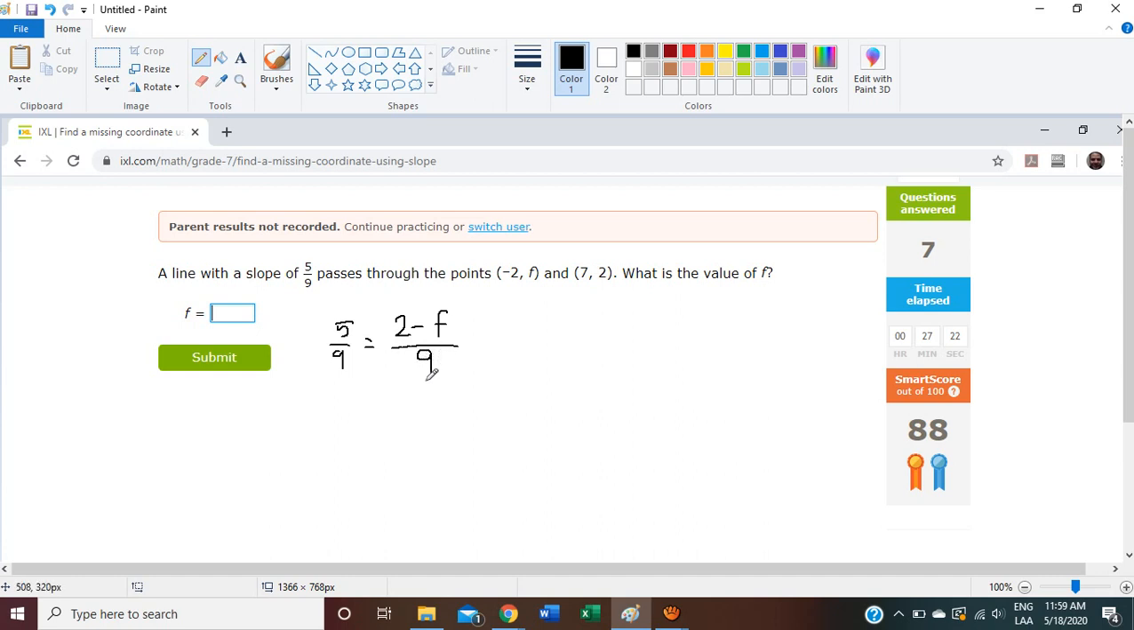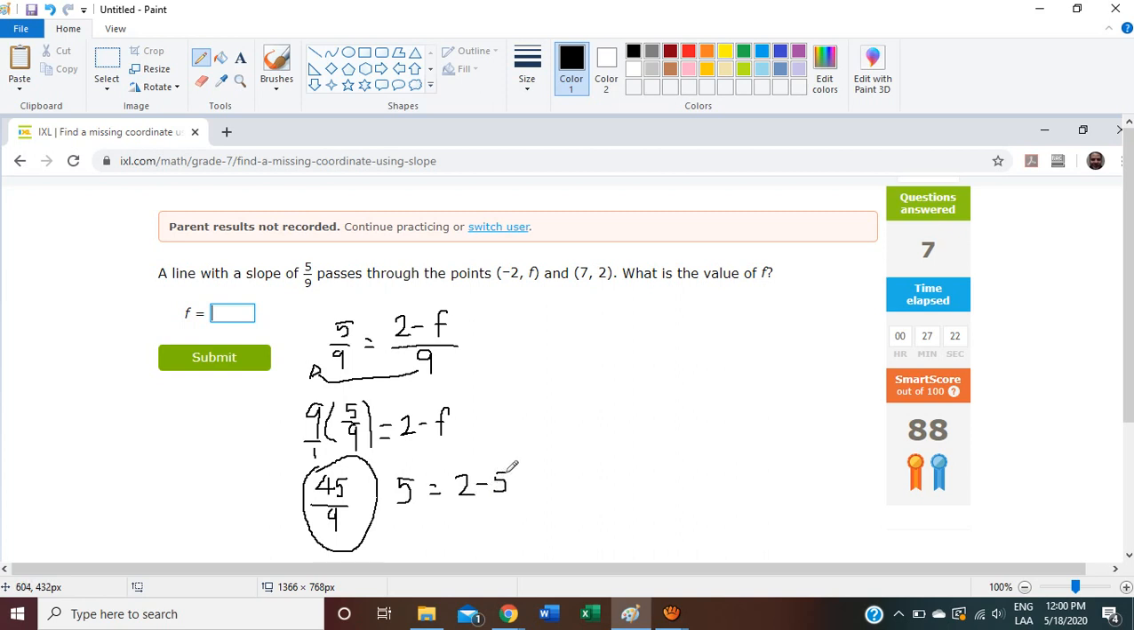Okay, so this one is going to the other side. So it's going to be 9 that multiplies 5/9 equals 2 minus f. Okay, so 9 times 5 equals 45. Remember, there is a 1 here. 1 times 9 equals 9. And all of this equals 45 divided by 9 equals 5. Okay? 5 equals 2 minus f.